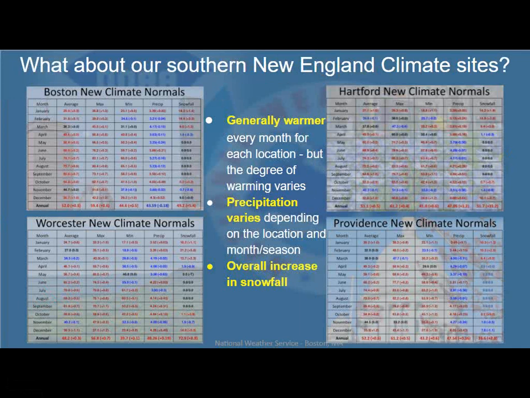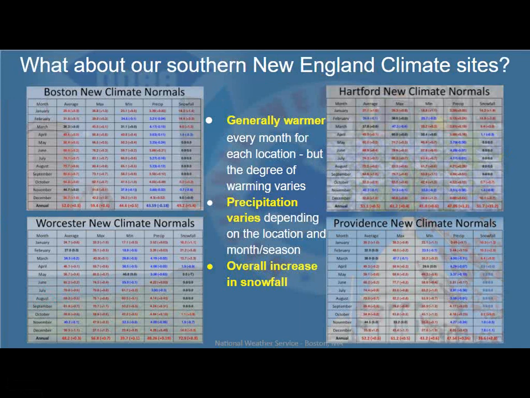are your average temperature, maximum temperature, and minimum temperature. So you can see, generally there has been an increase in average temperatures for our climate sites. As for precipitation, the pattern is a little bit messier. Some months it's an increase, some months have been a decrease.